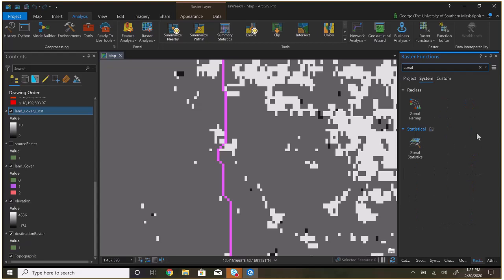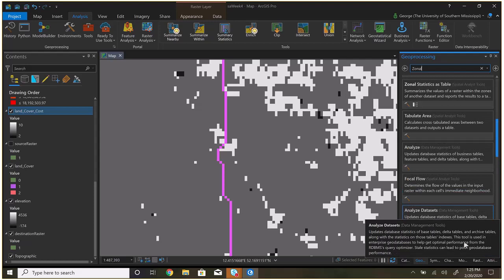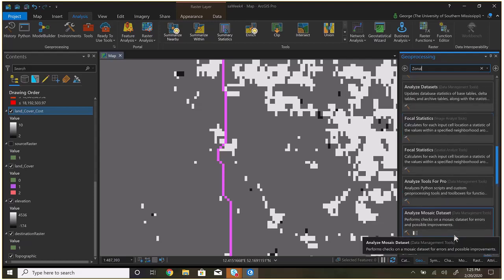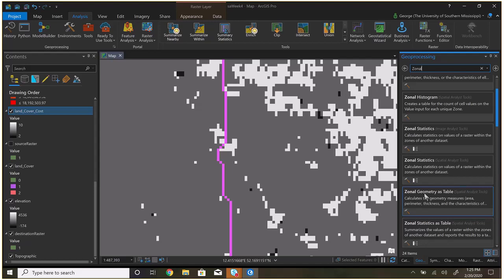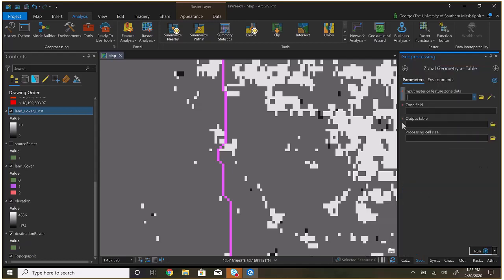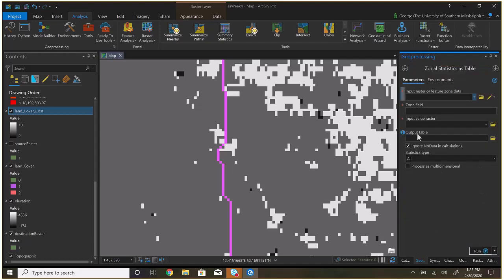So this is Erin. I used the zonal statistics as table function, and I used my cost path as my input raster, and then for the zones I used the total cost map. Is that correct? Okay, it sounds like it's almost correct. So zonal statistics as table is the tool that I was picturing that you would use.